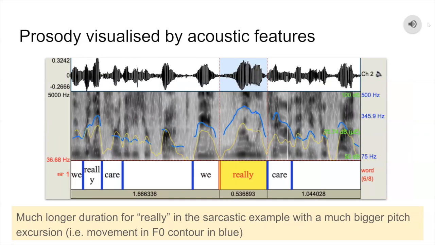And the second line. We really care that he's your friend. We really care that he's your friend. So you can see the differences there as well. It's pretty clear. So this is very short, really, and there's a little break before it, and there's a much bigger pitch excursion on the "really".